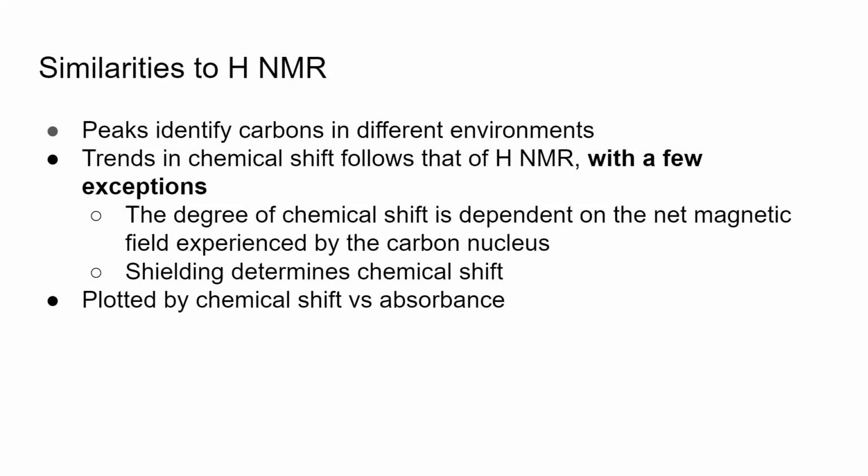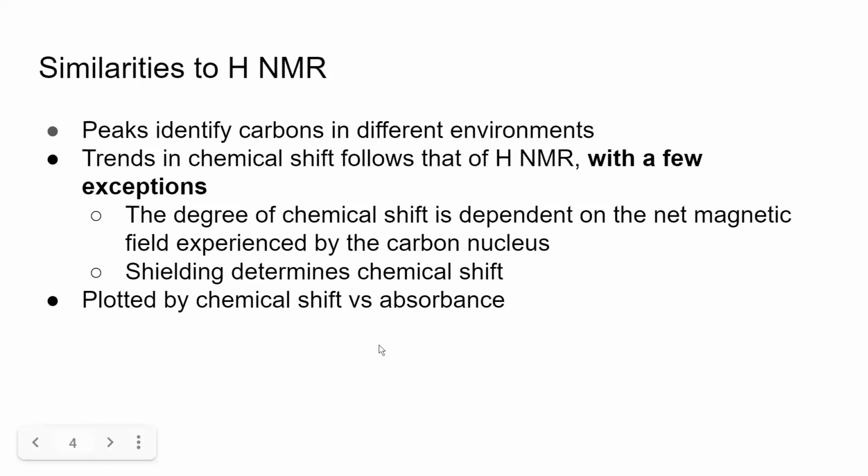That's how you can get different sensitivities, by having a much stronger magnetic field in your NMR. So if the actual environment of your compound is reducing that magnetic field, you're going to feel a smaller chemical shift, and that's going to be reflected in your plot. Also, similarly, the plots are going to be very similar. It's still going to have chemical shift and absorbance on your y-axis.